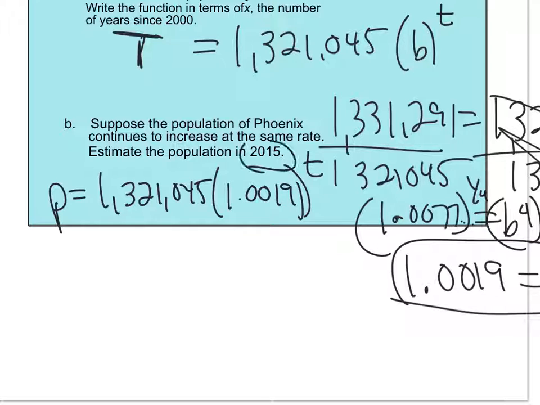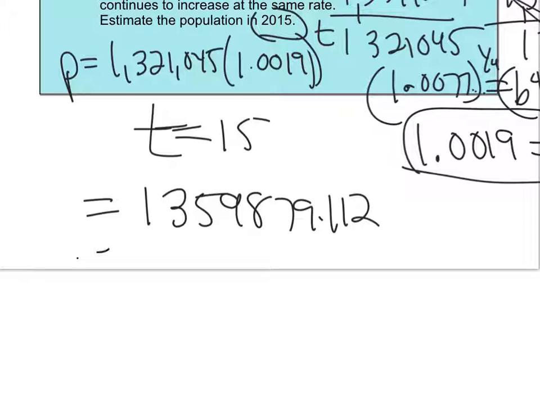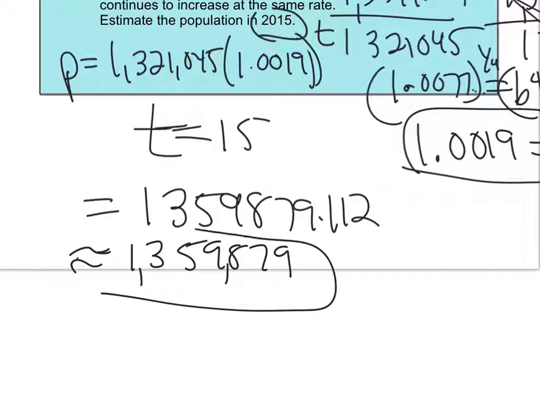So if it's asking for 2015, that means t is going to equal 15. So if I substitute that in there and multiply it, I'm going to get 1359879.112. So round that to approximately 1,359,879. So just round it.